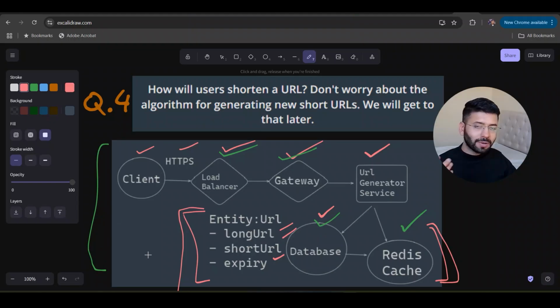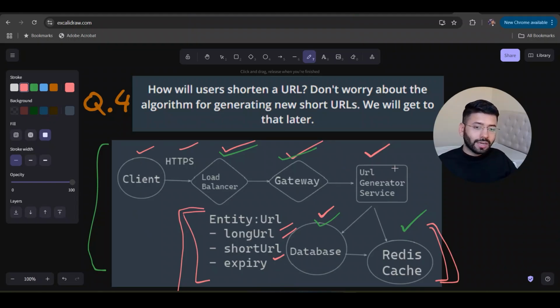So these were the good things in my design, but I also received a minor suggestion, which was that when I mentioned the fields in the entity URL, I could also include a user ID or created-by field, like who created this. That will be useful in maintaining the history per user, which can be displayed to the user at a later stage. So I can have the created-by or user ID field. Apart from that, I could also add a creation time field in this entity, and I could add that in this diagram. So that was the feedback that I received.